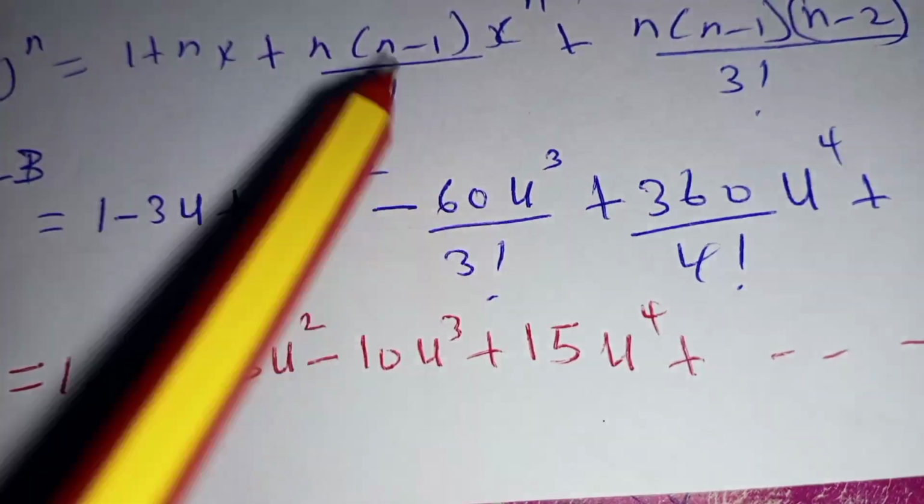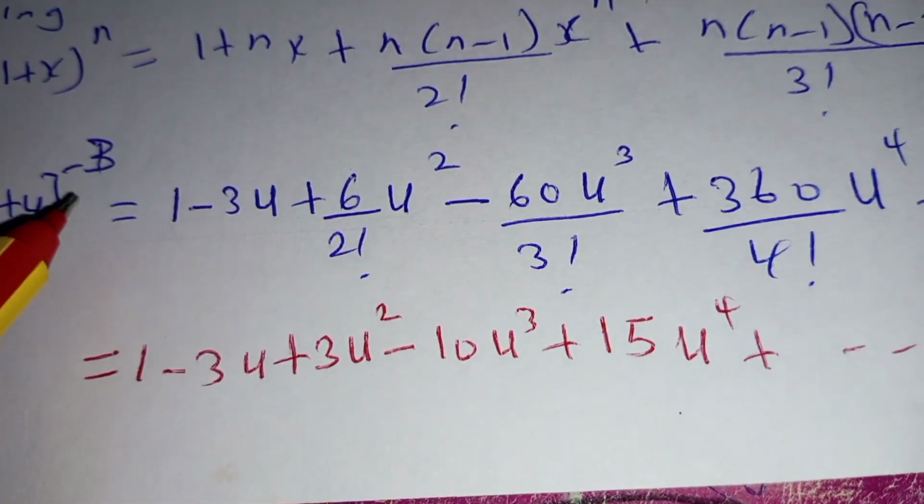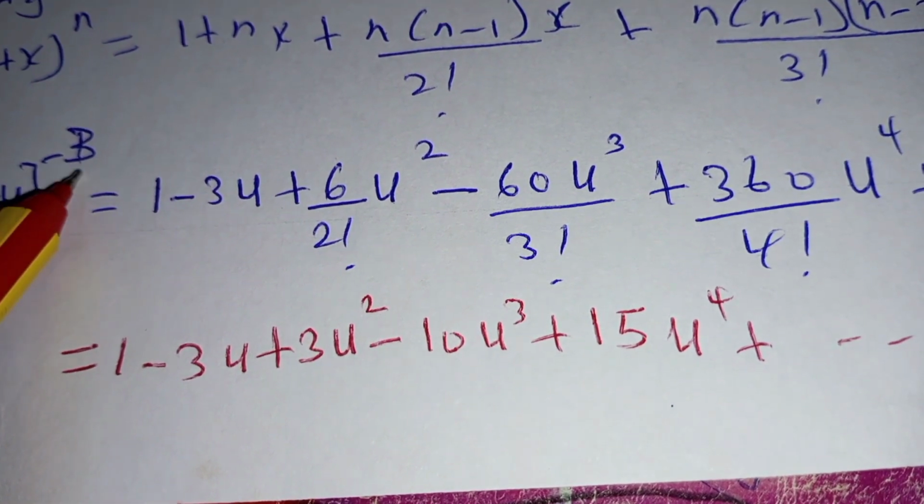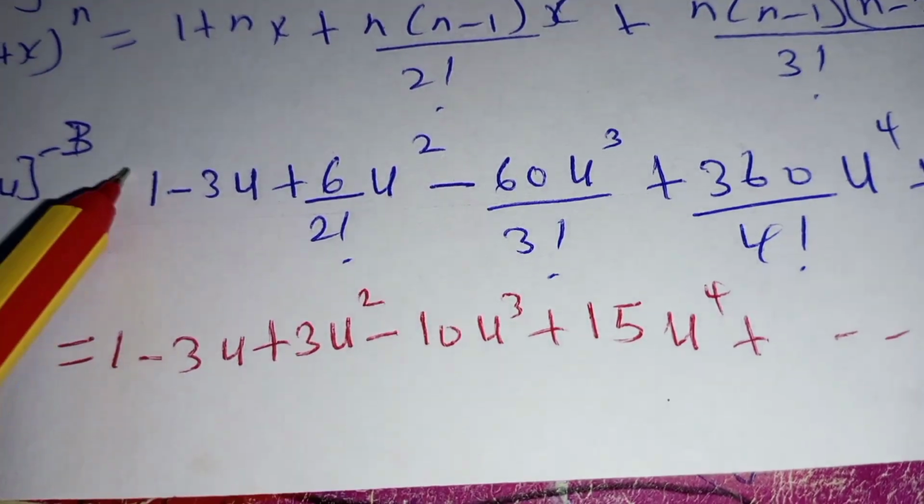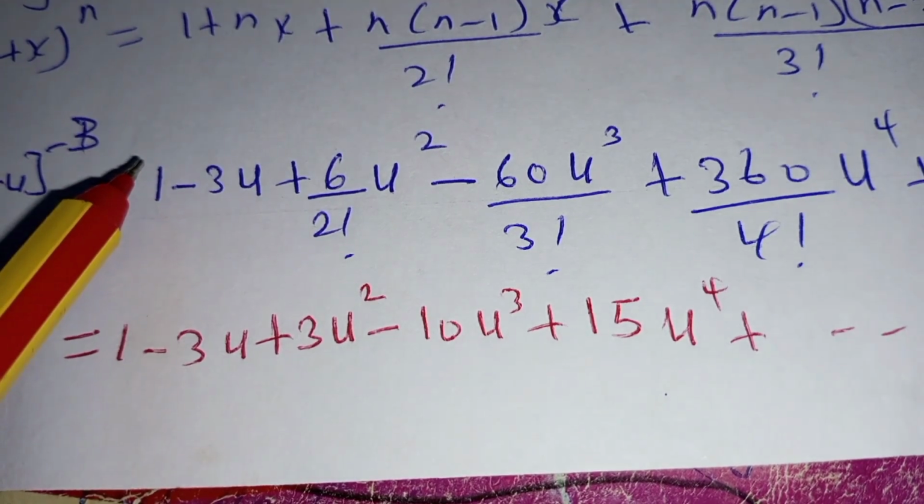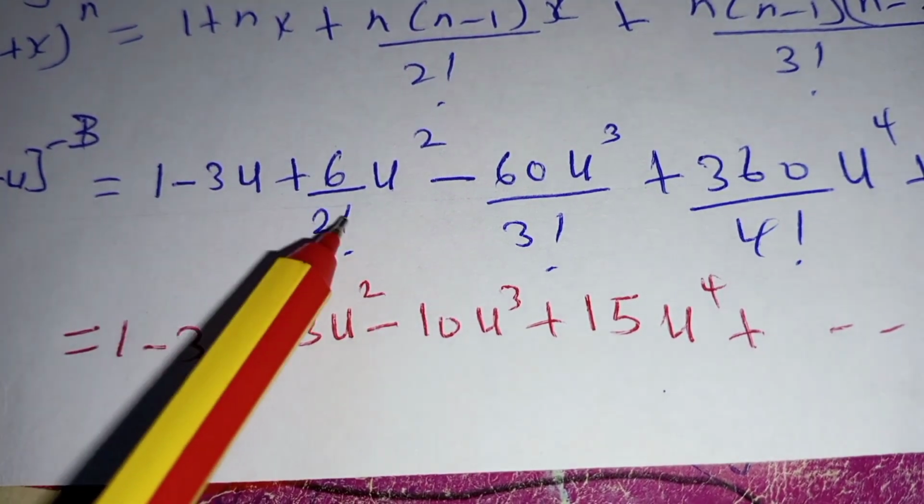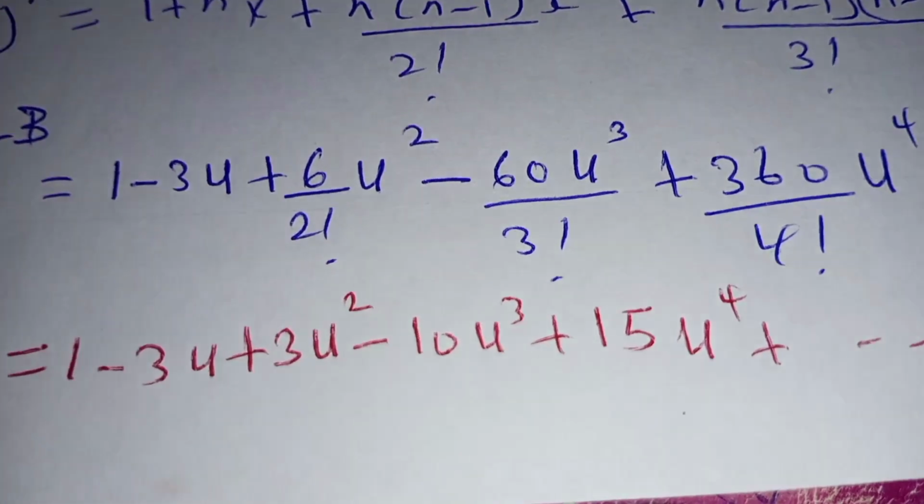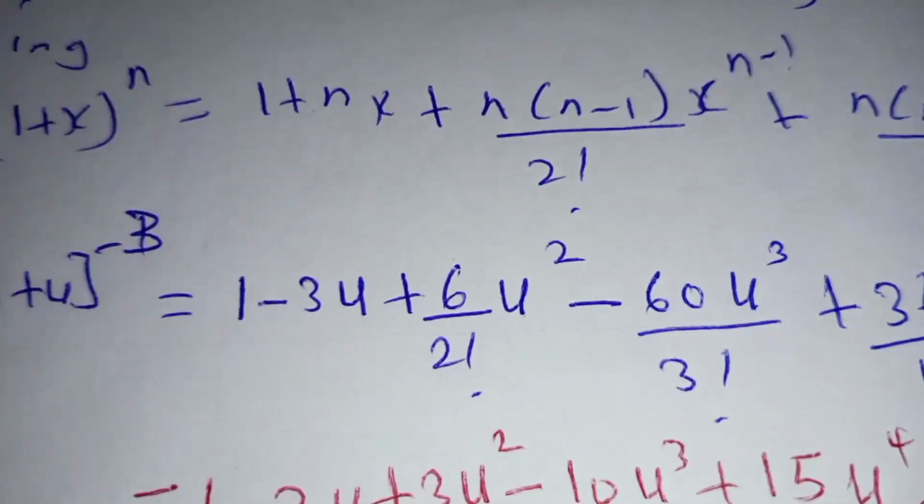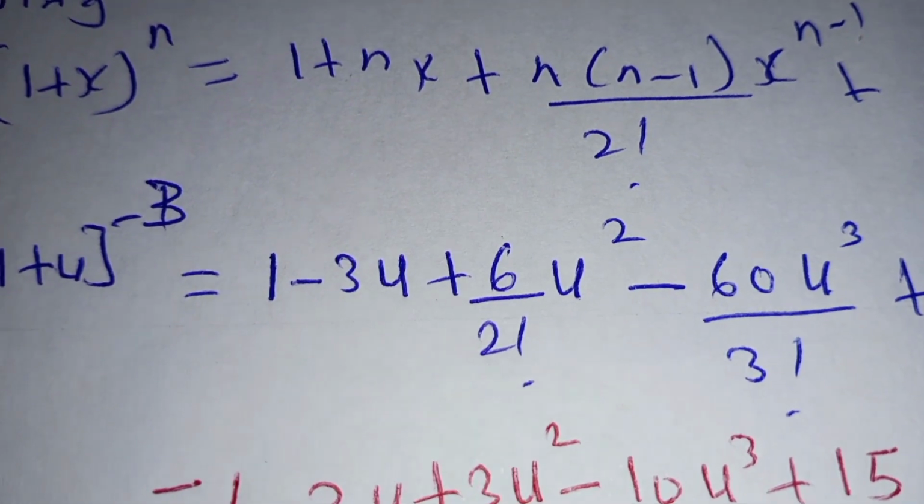After simplifying, remember our n is negative 3. Our n is equivalent to negative 3. So that is the kind of factor we are making use of in this case. It is important to note that. And that is our resulting working.